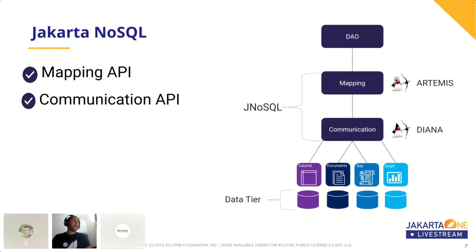Okay, I'm gonna show a little bit about Jakarta NoSQL. We have the mapping API and the communication API, and the implementations have some names. So for mapping, think about JPA, and for communication, think about JDBC. The name of the reference implementation for mapping is Artemis, and the reference implementation name for communication is Diana. So why these names? It's mythology, and I love mythology. If you don't like it, don't worry. It's just a name, so you can keep it. And also, that's just a reference implementation.